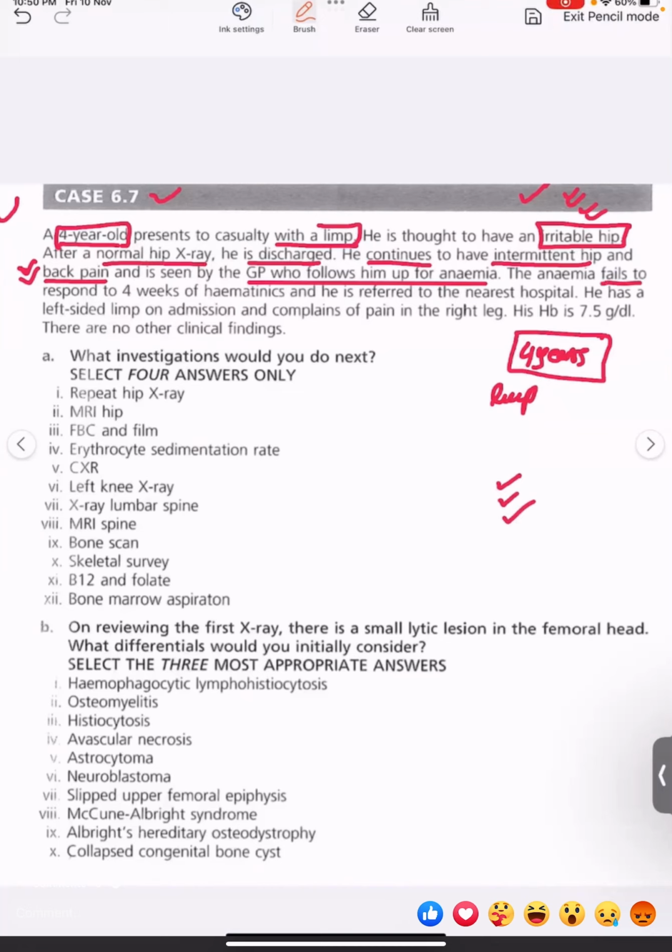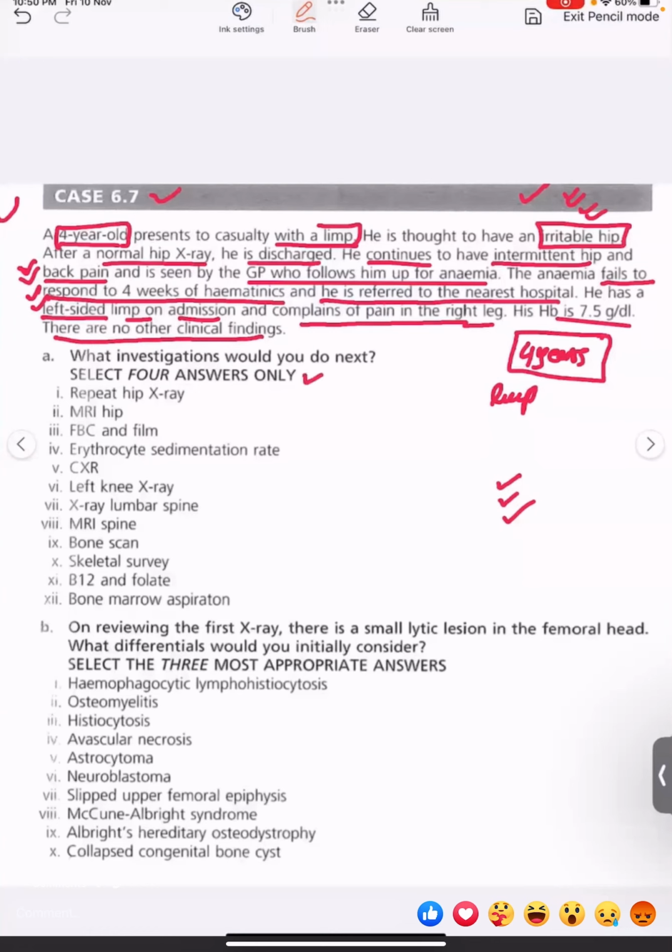The anemia fails to respond to 4 weeks of hematinics, and he is referred to the nearest hospital. This is also a key point in many diseases. The patient is anemic, but he's not responding to the hematinics. He has a right-sided limp on admission and complains of pain in the right leg. Now his Hb is 7.5, that is very much decreased. There are no other clinical findings. What investigation would you do next?